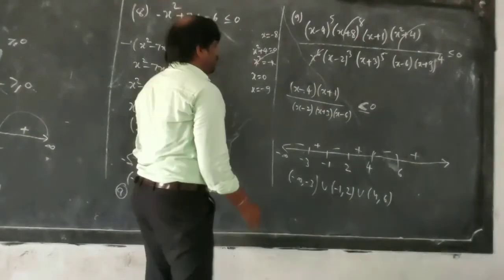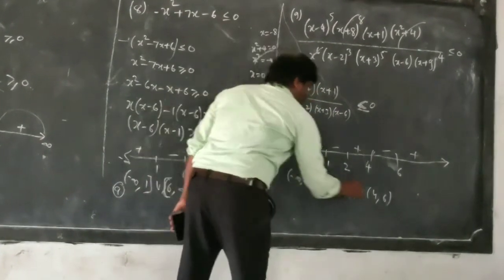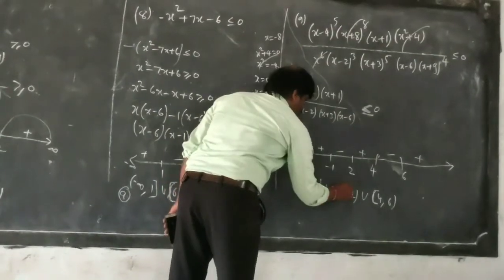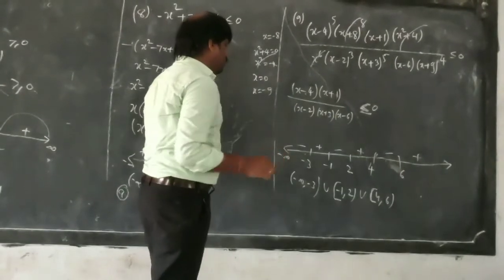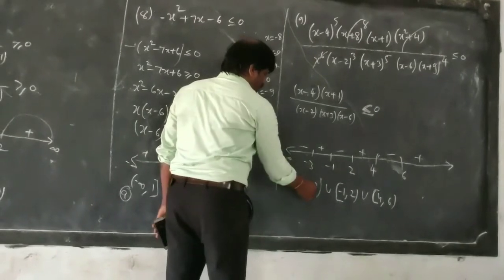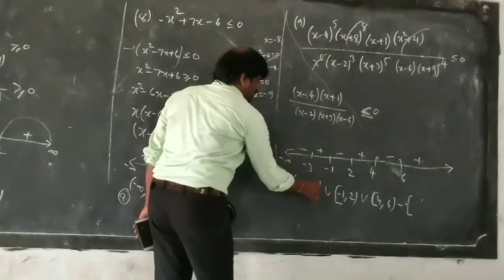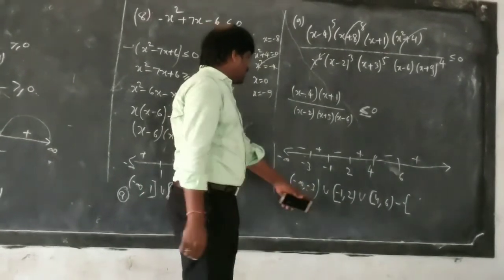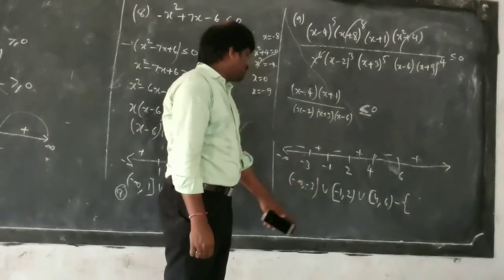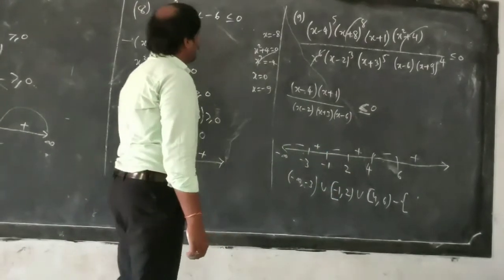But what you have to do here, numerator should be included. So plus 4 will be in the answer. This should be closed. Numerator should be included. That is minus 1, so this will be closed. Denominator should be excluded. So minus 3 should not be in the answer, so this is not a closed bracket. Plus 6 should not be in the answer. Right. Okay, fine then. Everything is good.